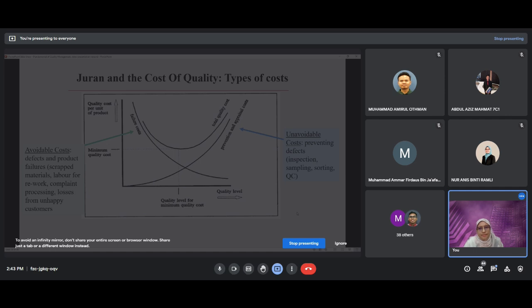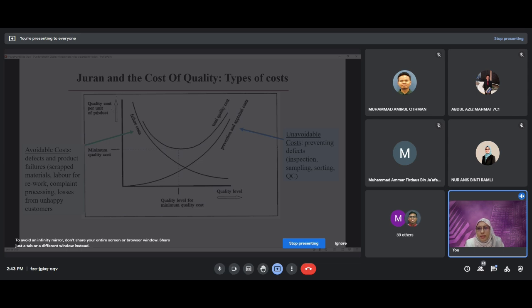Endurance also establish the cost of quality. So there is a failure cost. These are the total quality costs, and these are the failure costs. Failure cost is also known as an avoidable cost. Avoidable cost is the defect and product failures, for example, the waste of material, the labor for rework, complaint processing, losses from unhappy customers. So these are the failure costs.